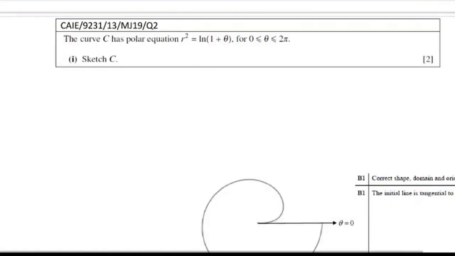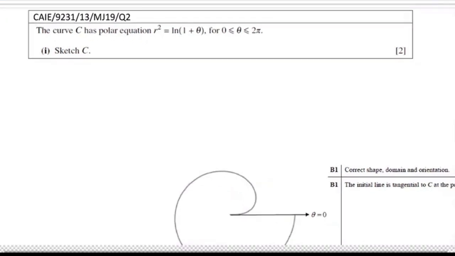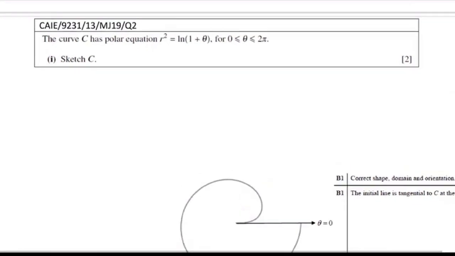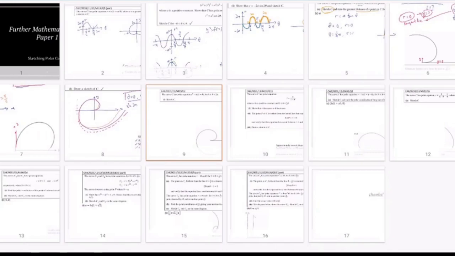Okay, so there are a few more questions that we could look at, but let's just go through those very quickly because we do not have a lot of time.